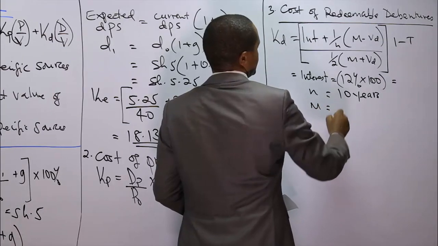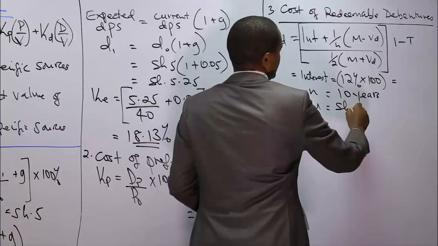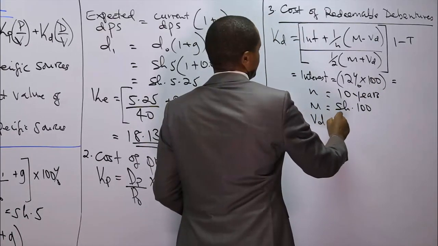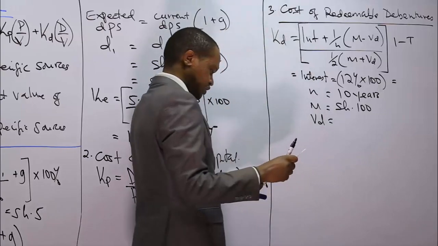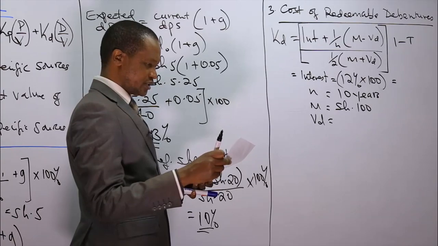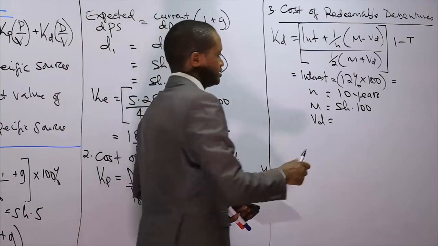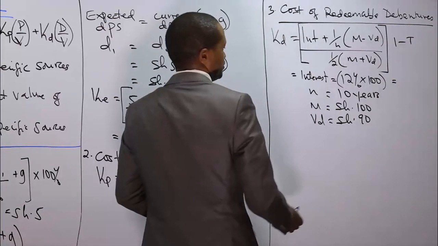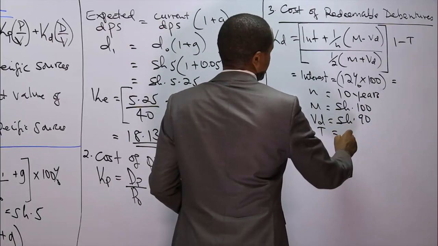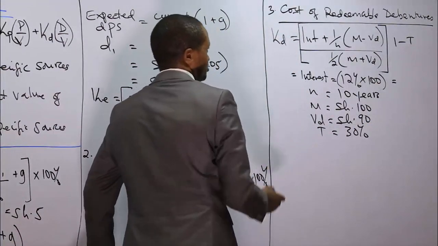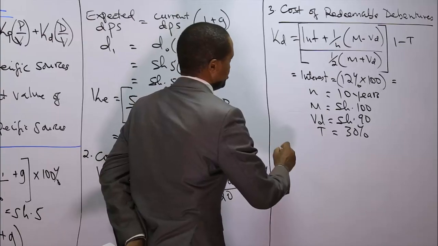M is the par value, and the par value for this debenture is 100 shillings. VD is the market value. We are told that it is currently selling at 90 shillings in the market. So we have all the variables, and the T is 30%. So with these variables, we can now apply the formula.